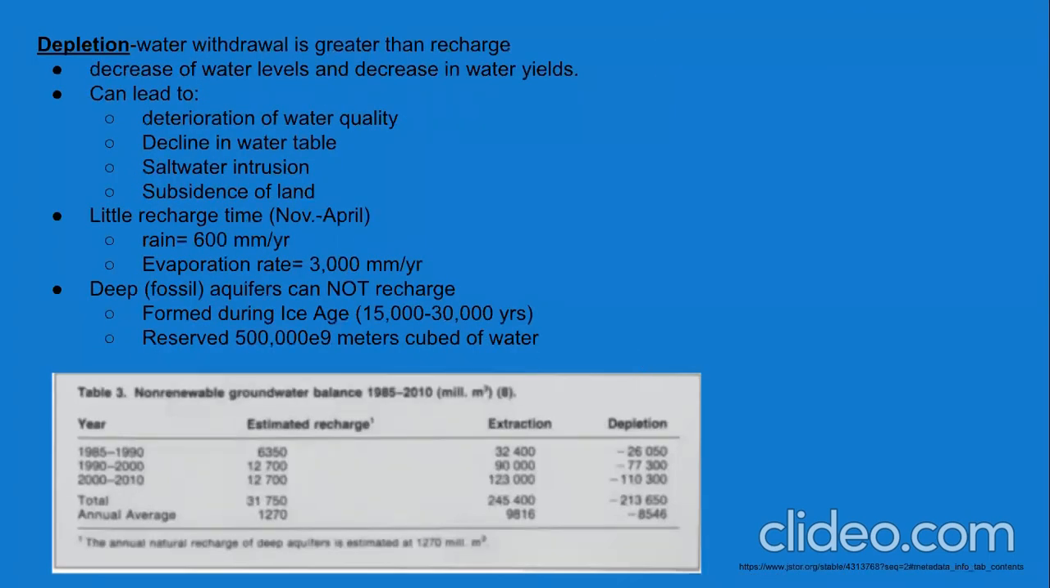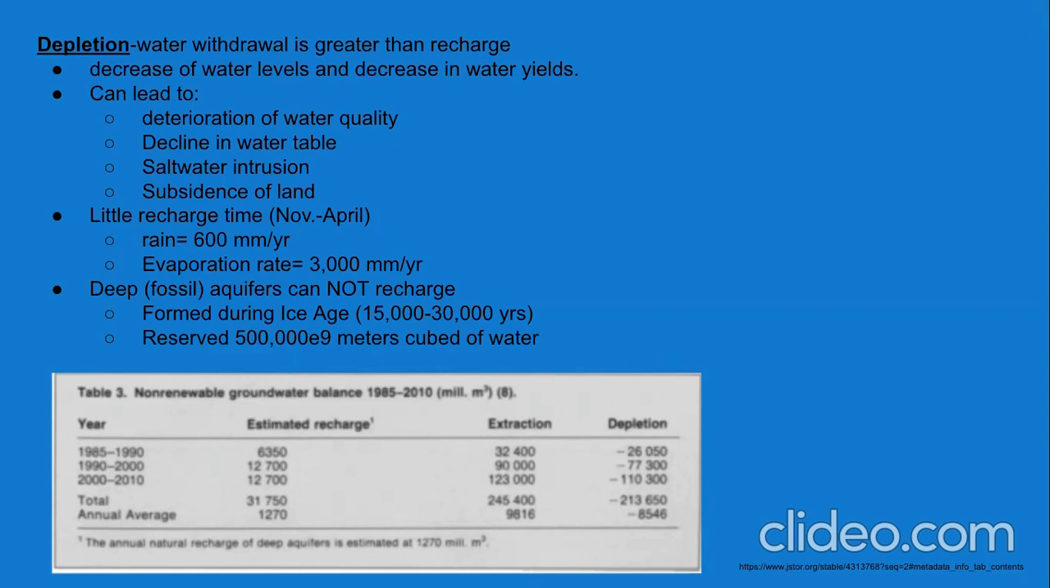So when you have this overstressed aquifer, it leads to depletion, which is when water withdrawal is greater than recharge. And this leads to decreased water levels and a decrease in water yields. It could also lead to deterioration in water quality, decline in the water table, saltwater intrusion, as well as subsidence in the land from depletion in volume in the ground.